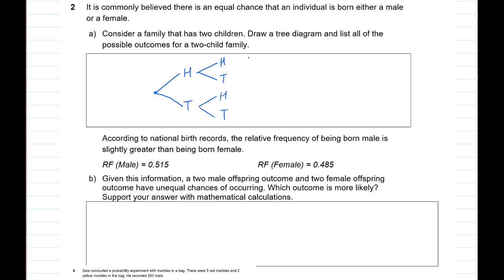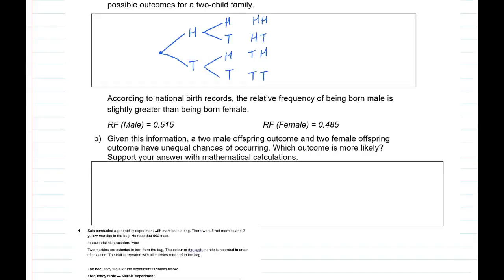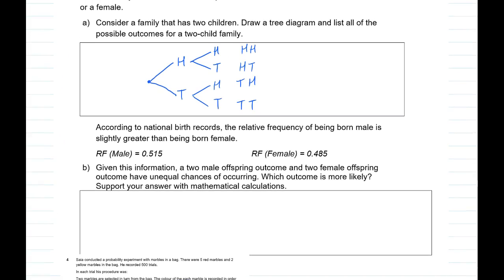Okay, and just to finish it off, I record the possibilities. So head head is my first possibility. Head tail is my second possibility. Tail head is my third possibility. And tail tail is my fourth possibility. Okay, and that's all the possible outcomes of flipping two coins.